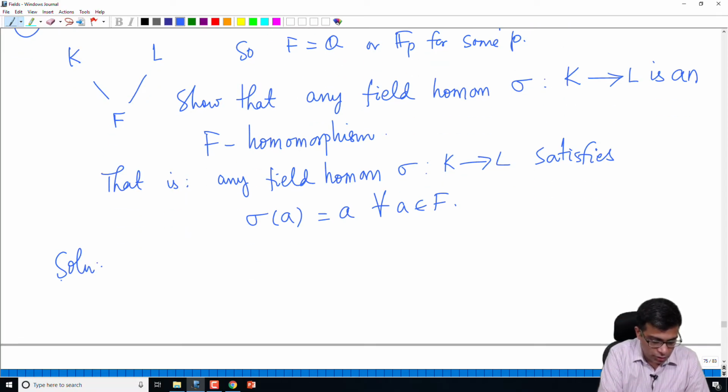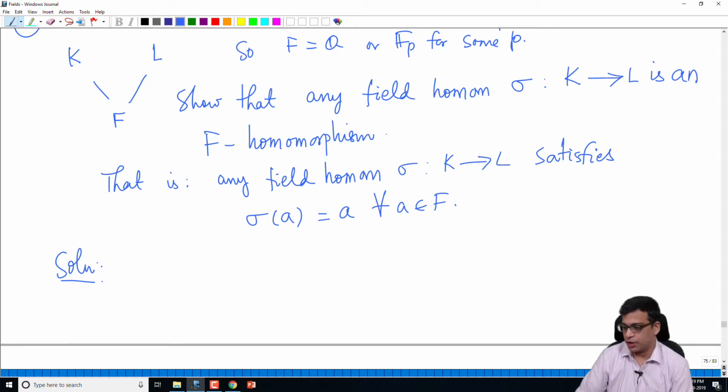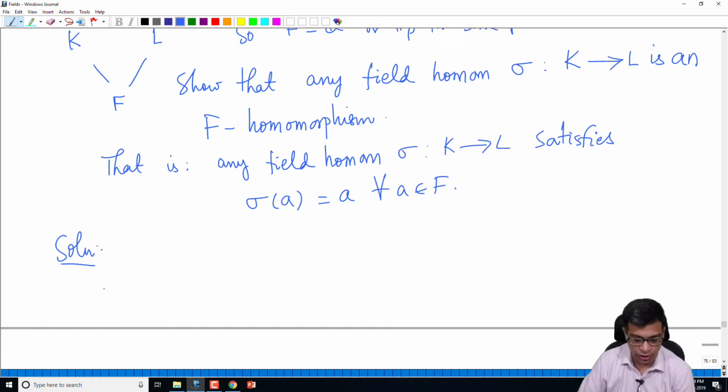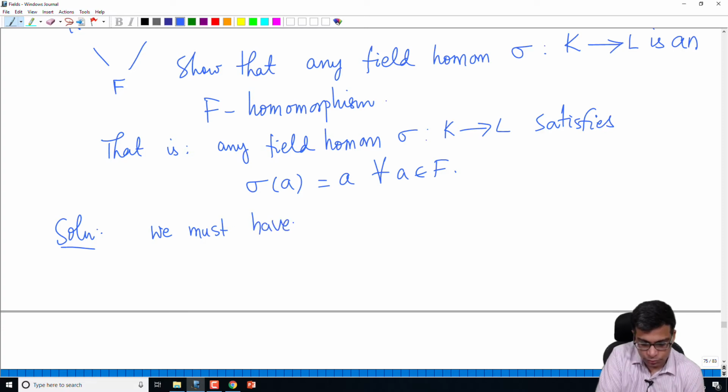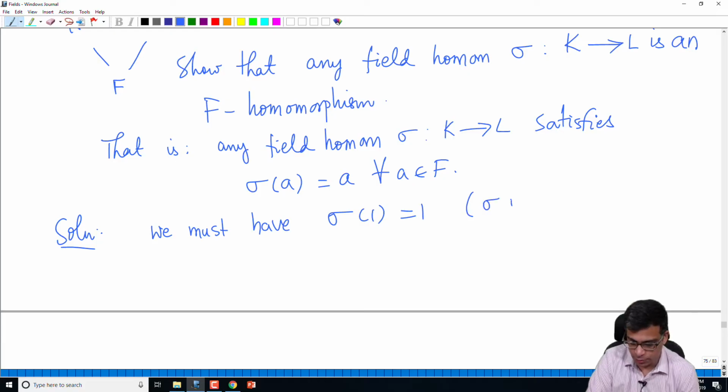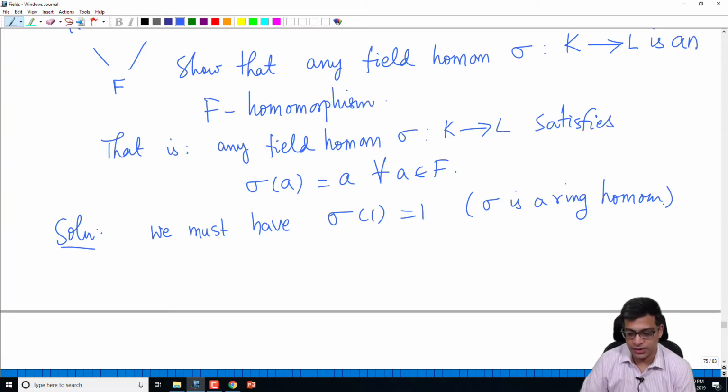Okay, so I will quickly do this. This is not difficult, and I will start the solution and leave the detailed solution to you. So the point is, we must have sigma 1 is 1. So this is okay. This is forced for us because sigma is a ring homomorphism. Any ring homomorphism sends 1 to 1. And a field homomorphism is actually just a ring homomorphism. So once sigma 1 is 1, sigma n is n.